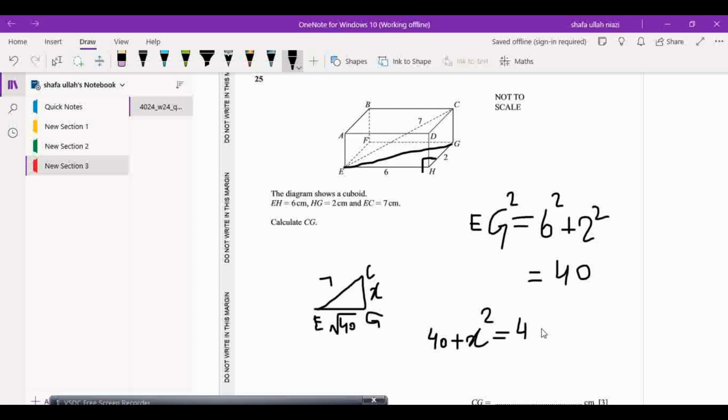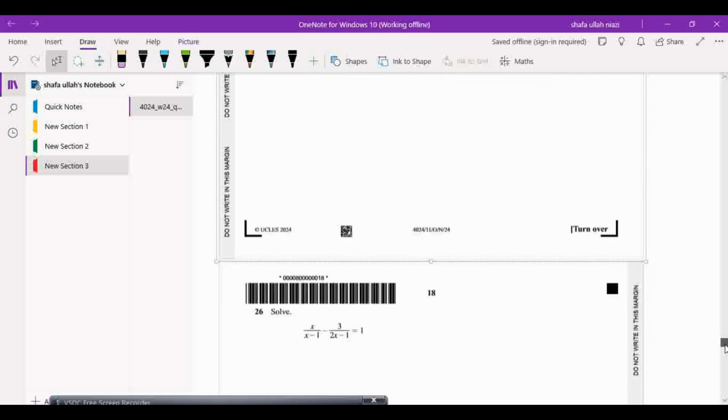So when we manipulate it, shift this 40 to the right hand side. This will become x square is equal to 49 minus 40. So we get x square is equal to 9. It means x is equal to 3 centimeter. So x is equal to 3 centimeter is the answer. x is CG, CG is 3 centimeter.